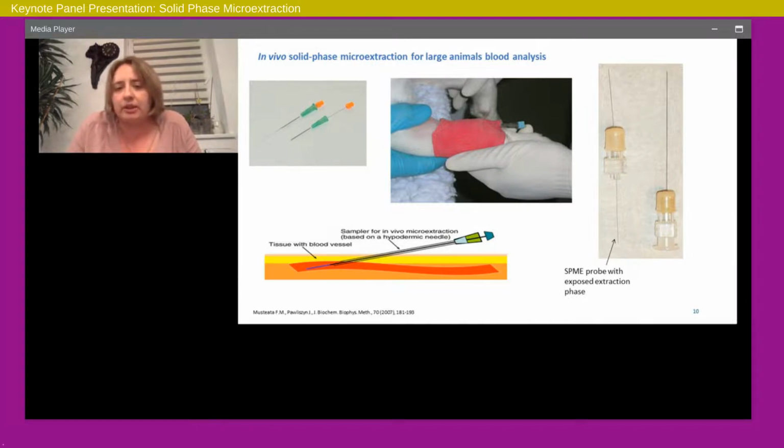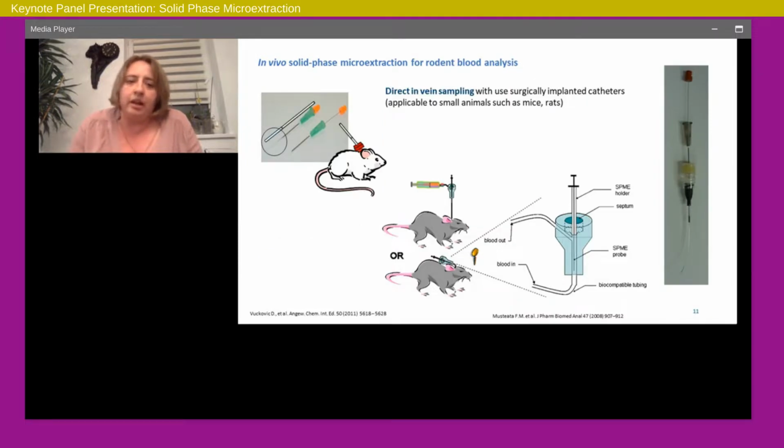You can also insert the non-assembled fiber through the Luer lock type of designs. So it's very flexible method. As you can see, you can just adjust it to your needs. So basically you can tailor your method to your needs and to the environment you need to work with. In terms of rodent studies, of course, such fiber, especially assembled fiber, is too big to be inserted directly to the vein of the animal. So in that case, you basically use one of the interfaces that was developed for that purpose.